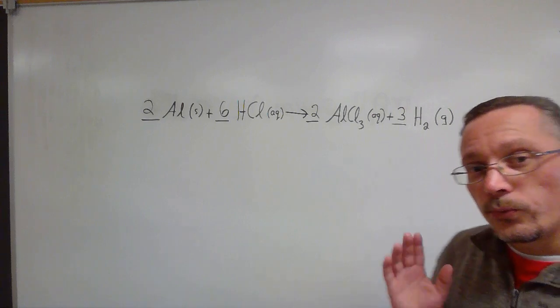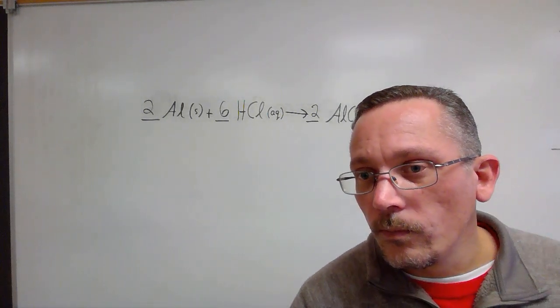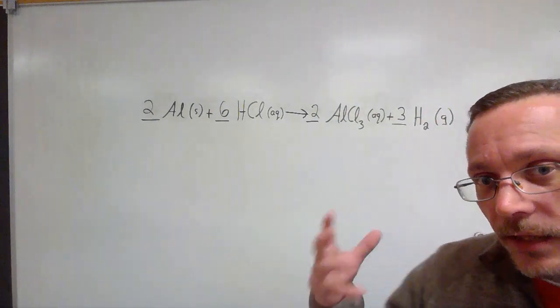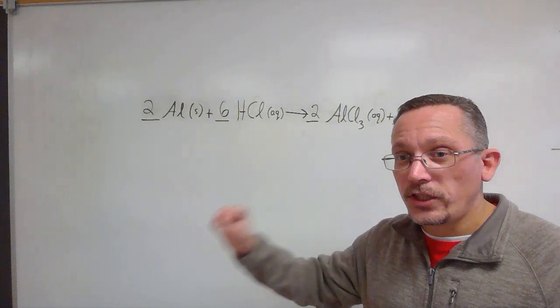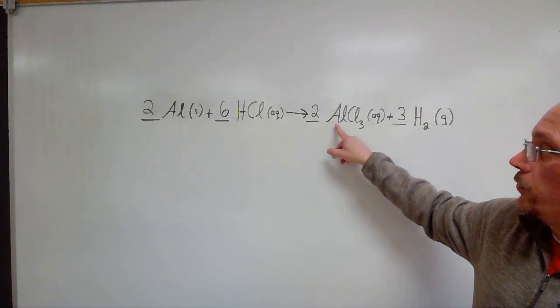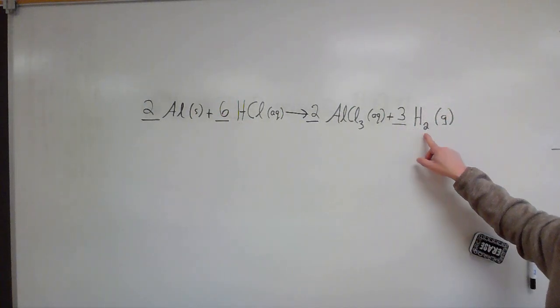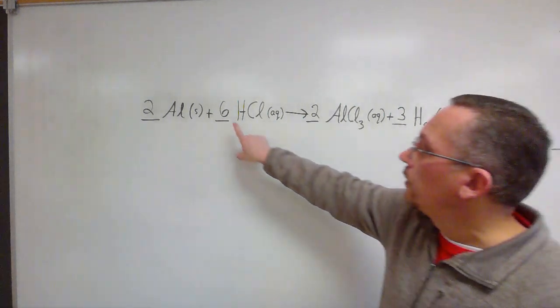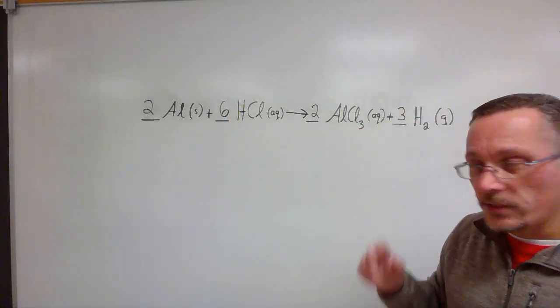Okay, one thing that you want to be careful of when you get to the end of balancing your equations. It's always good at the end of your problem to go back and check, right? So I have 2 aluminums, I have 2 aluminums, I have 6 hydrogens, I have 3 times 2, which is 6 hydrogens, I have 6 chlorines, I have 2 times 3, which is 6 chlorines.